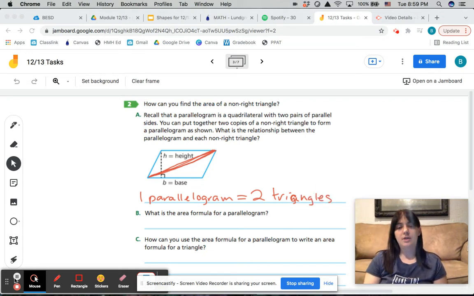So what is the area formula for a parallelogram? Let's think back to 12.1. The area of a parallelogram equals the base times the height. Okay.